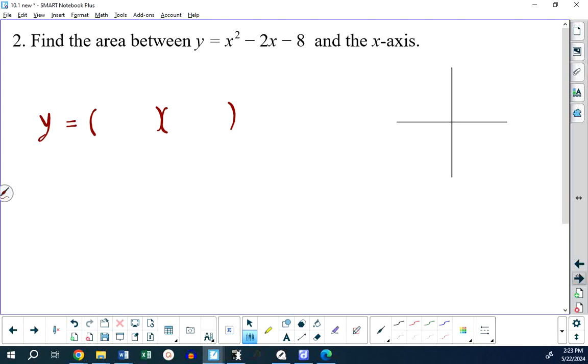The y-intercept is negative 8. Okay, that's not really that helpful. But if I factor this, it factors into x minus 4, x plus 2. And that tells me the x-intercepts. So we have an x-intercept of negative 2. And we have an x-intercept of positive 4.